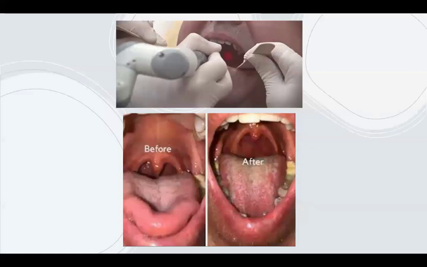Another technique is lasering the back of the throat. It's a series of 3 or 4 visits.